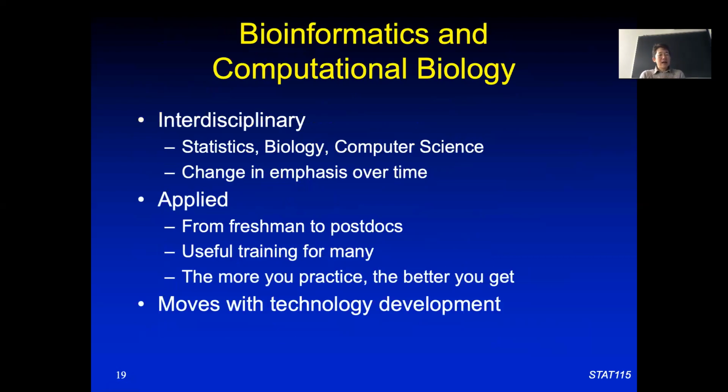So bioinformatics and computational biology, I would say this is a very interdisciplinary area. This course is offered as a statistics course, but you can see from the makeup of the students, we have people from engineering backgrounds and biology backgrounds. I would say it's really at the intersection between statistics, biology, and computer science. And interestingly, these 3 differ in importance over time. When you are a student or a trainee, can you guess which discipline is more important?